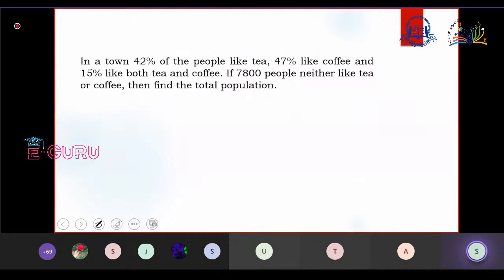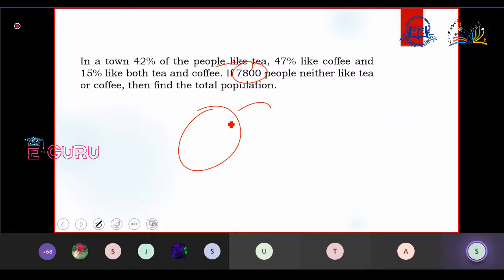Next question. In a town, 42% of the people like tea, 47% like coffee and 15% like both tea and coffee. If 7,800 people neither like tea or coffee, then find the total population. So this type of questions we can solve by drawing a Venn diagram. Venn diagram will be the easiest way. There is no need of any calculation or anything.